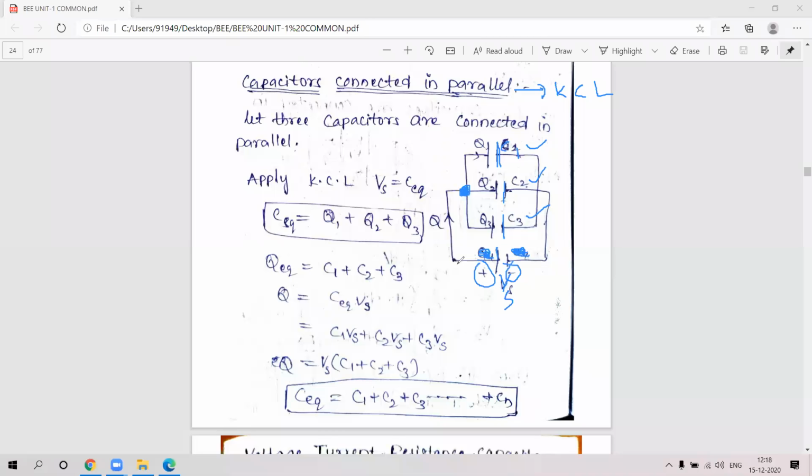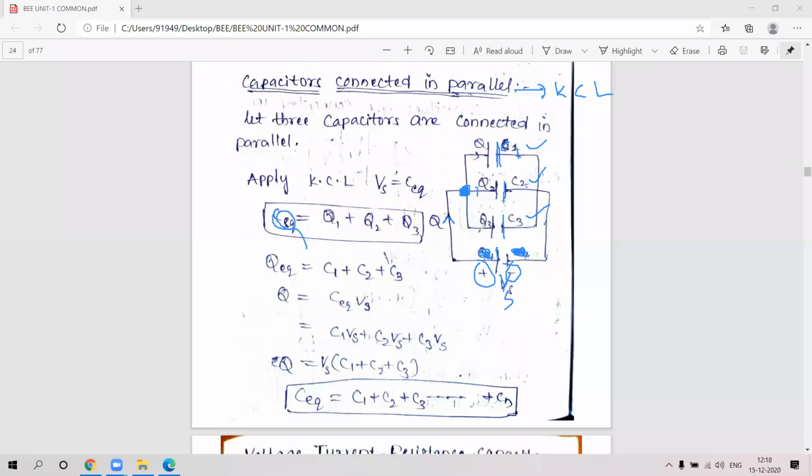That means current is flowing from this direction, so it is entering current, that is plus Q. Is there any other current entering this node from higher potential? Only one current, no? So that's why I'm writing only one current, that is Q. Capital Q is equal to these three currents.